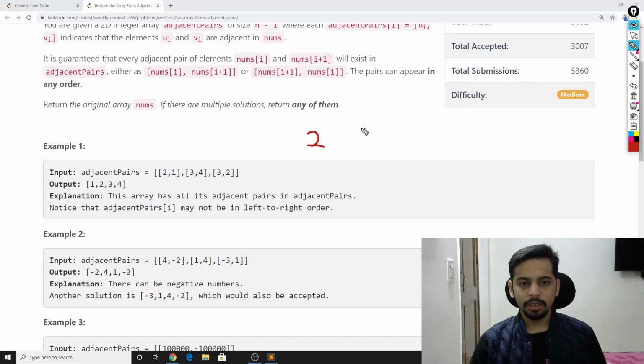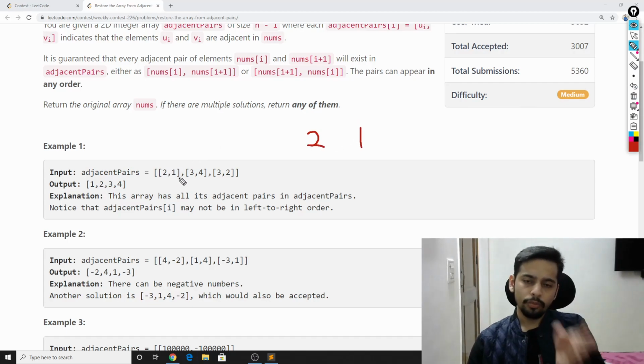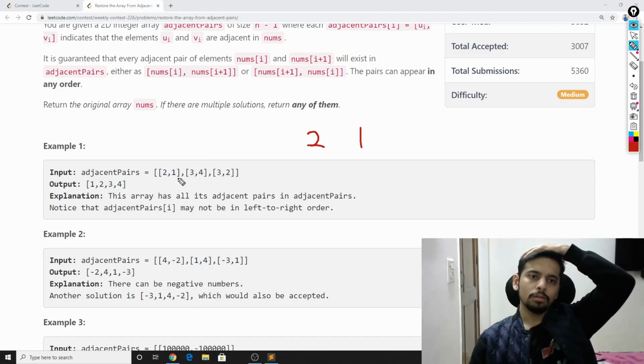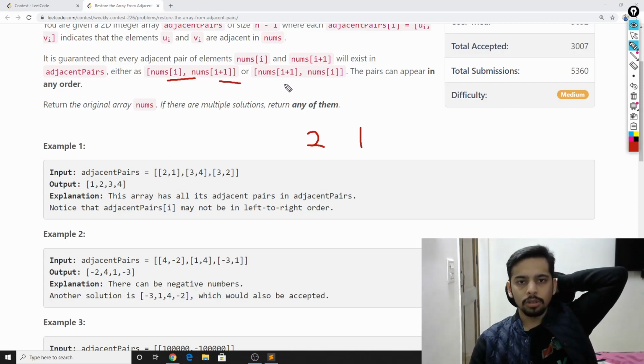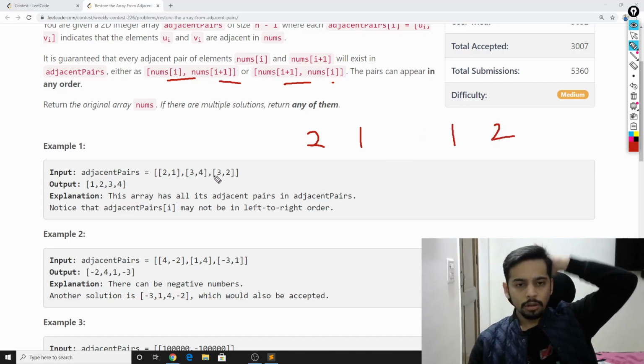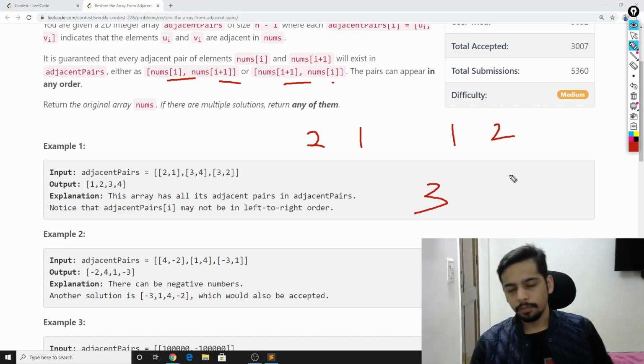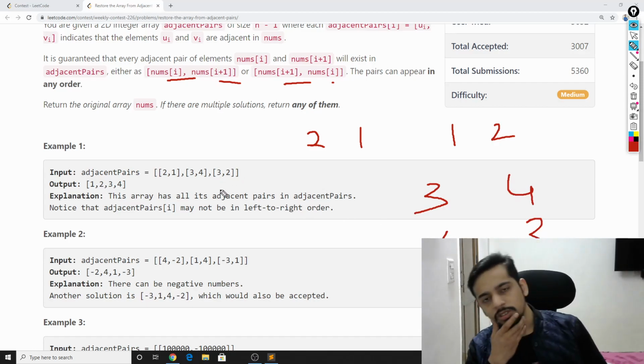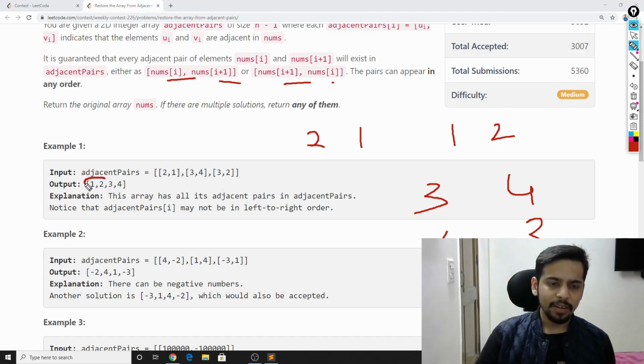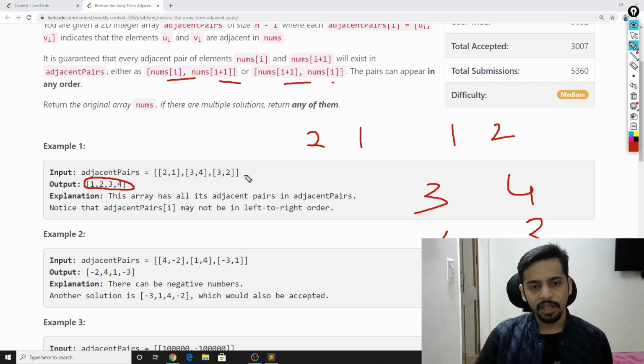This means that 2 and 1 were together, with 2 first and then 1, or the other way around. So in my original array either I had 2 1 or I had 1 2. One of these is true. Then it says 3 and 4, so in my original array I had 3 4 or 4 3. Similarly 3 2 is also there, so in my original array either I had 2 3 or 3 2. And they say that 1 2 3 4 obeys all these properties because 2 and 1 are adjacent, 3 and 4 are adjacent, and 3 and 2 are also adjacent.